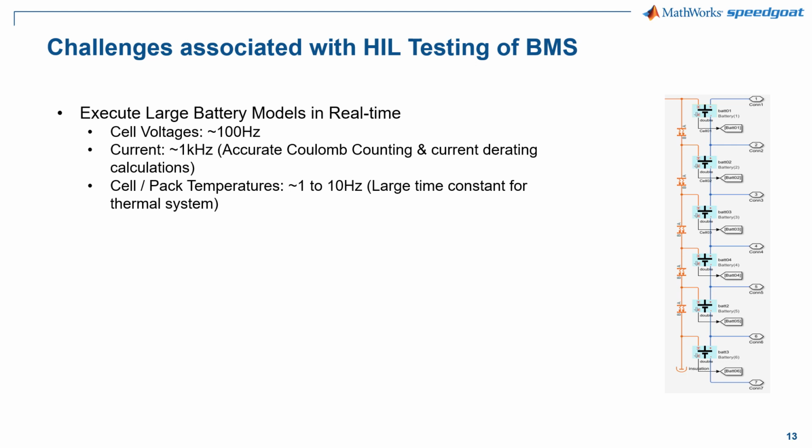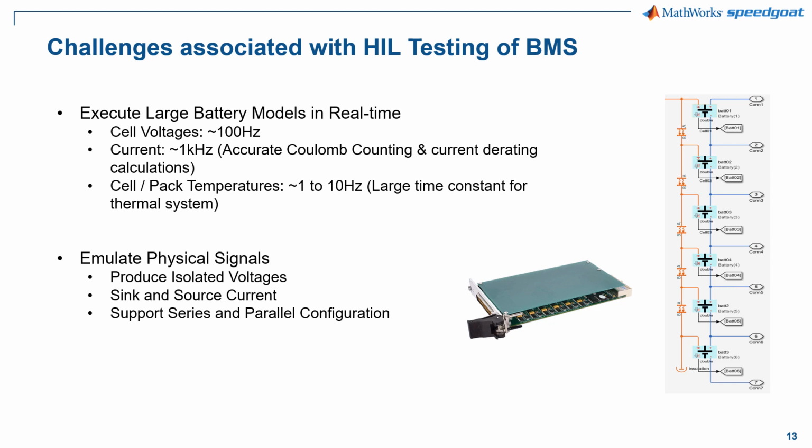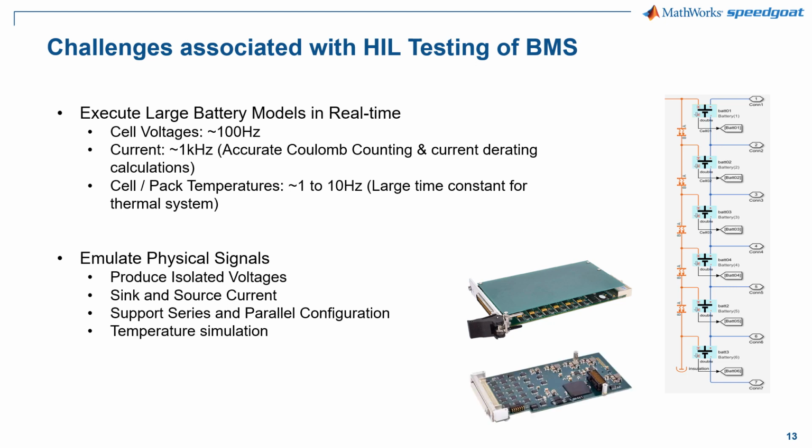If your battery pack has fewer than 50 cells in series, achieving desired step time can be straightforward. The second challenge is related to hardware. Since we want to emulate the battery behavior of a battery cell, we need to have ways to produce isolated voltages and be able to connect them in series or parallel configurations just like actual cells. Additionally, you will require temperature sensor emulation and fault emulation as well. To understand how we can address first challenge within Simulink, let's take a look at example model.